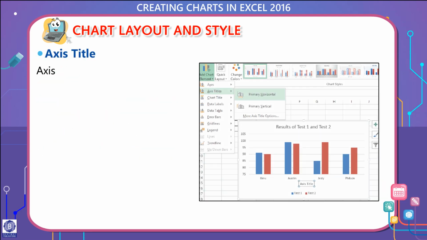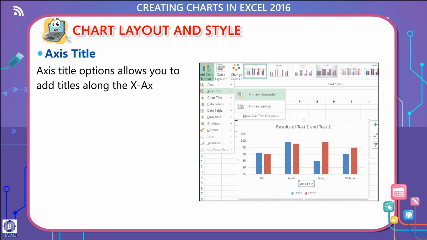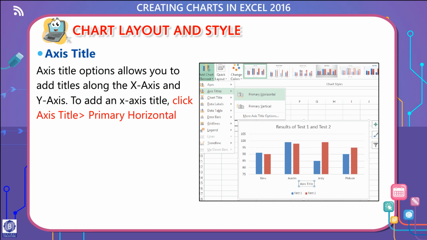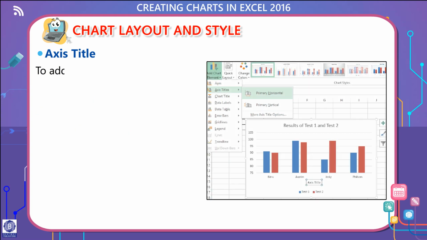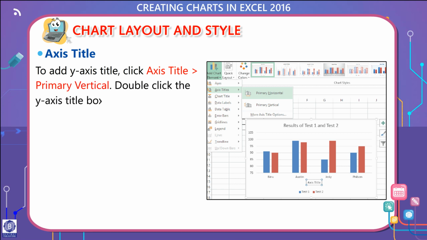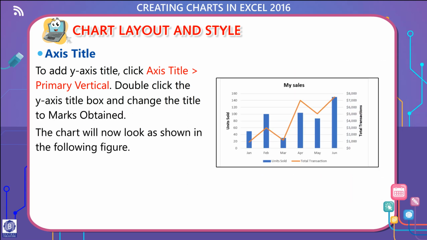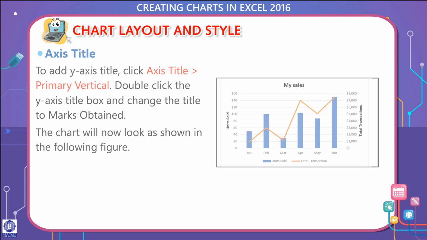Axis Title. Axis Title options allow you to add titles along the x-axis and y-axis. To add an x-axis title, click Axis Title, Primary Horizontal. Double-click the X-axis title box and change the title to name of the candidates. To add a Y-axis title, click Axis Title, Primary Vertical. Double-click the Y-axis title box and change the title to Marks Obtained. The chart will now look as shown in the following figure.